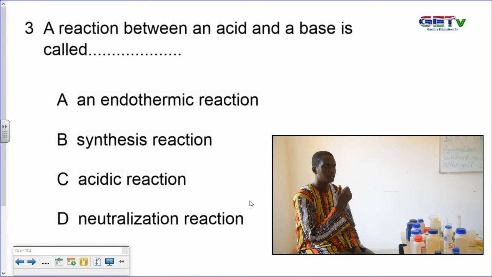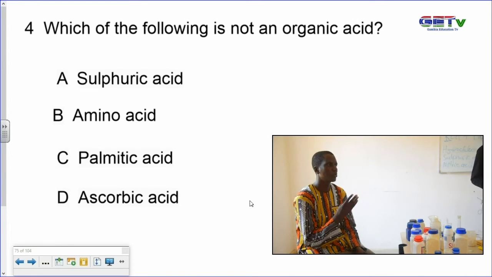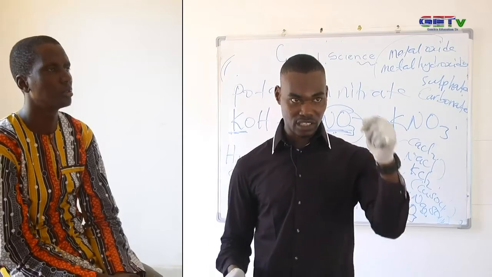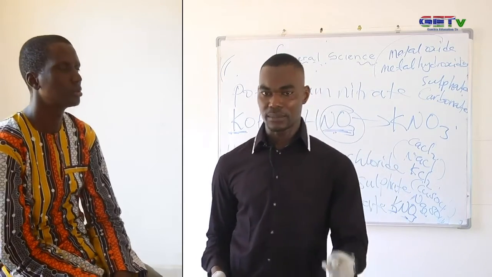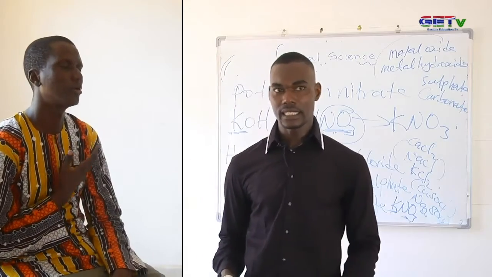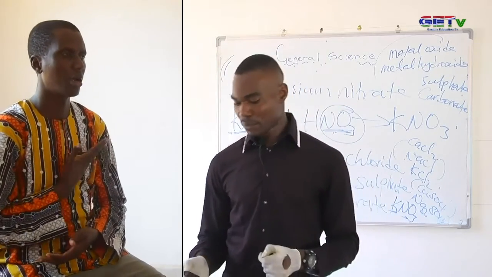Number four, which of the following is not an organic acid? A, sulfuric acid, B, amino acid, C, palmitic acid, and D, ascorbic acid. So which of them is not an organic acid? The correct answer is sulfuric acid, because it's not obtained from living things. It doesn't occur naturally, but the rest all occur naturally in living things, that is plants and animals. But sulfuric acid does not, so it's not an organic acid.